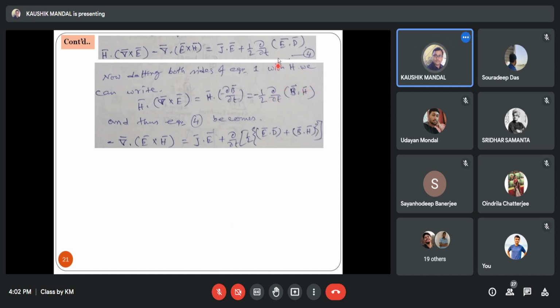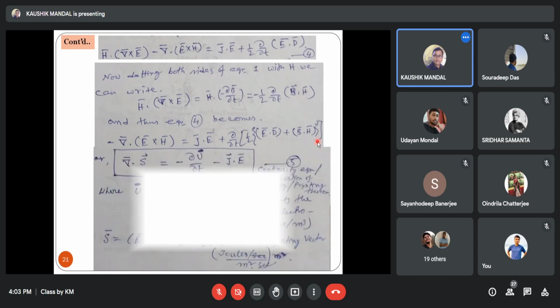Now you have to put this in equation number 4. Then equation number 4 becomes: on the left hand side, divergence of E cross H; on the right hand side, J dot E plus half of del del t of E dot D, and for H dot curl E, you can write B dot H. So this becomes half of E dot D plus B dot H. This particular equation is basically the statement of the Poynting theorem.